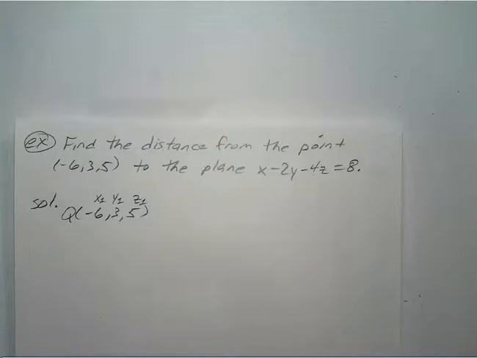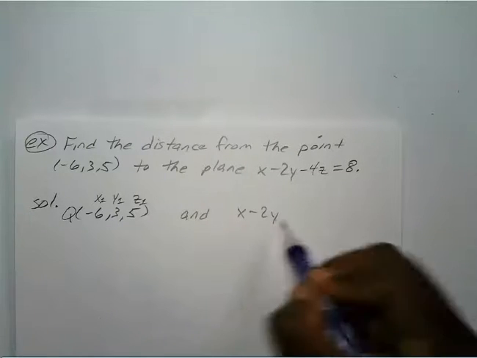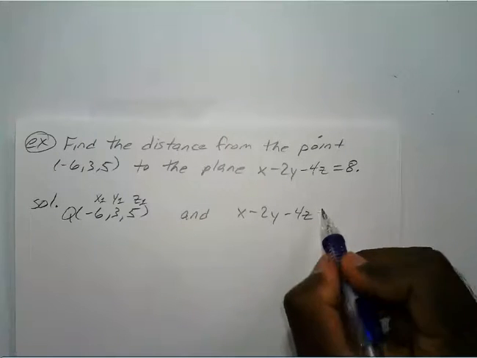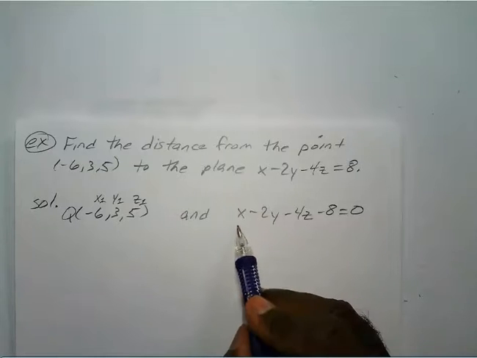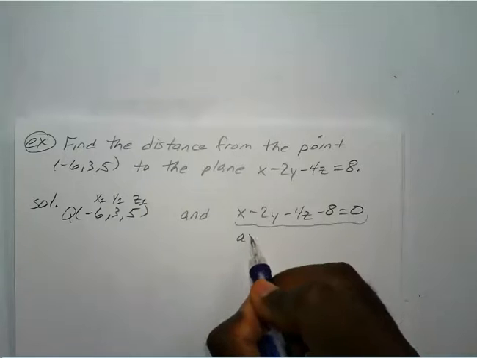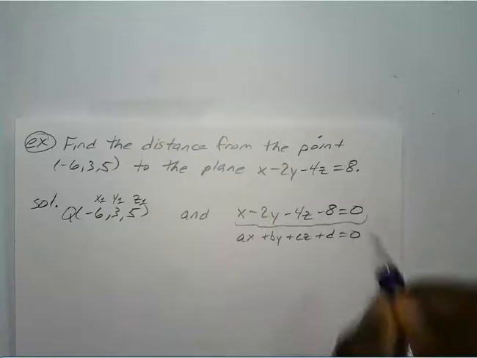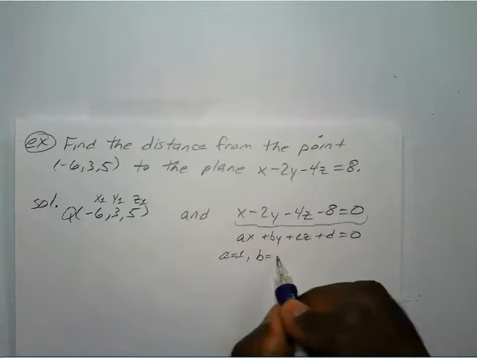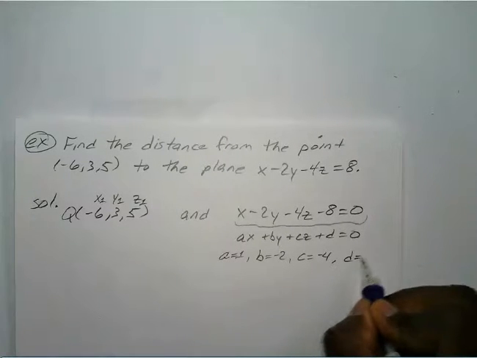And our plane is x minus 2y minus 4z. Remember, we're going to bring everything to the left, so we subtract 8 on both sides, equals 0. It's in the form ax plus by plus cz plus d equals 0. So that means our a is equal to 1, our b is equal to -2, our c is equal to -4, and our d is equal to -8.